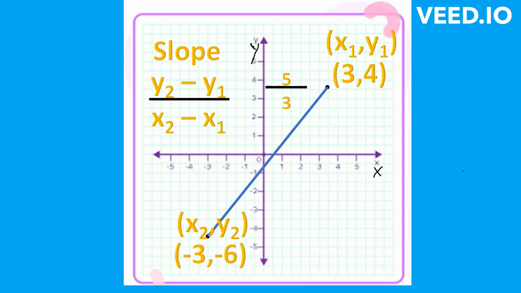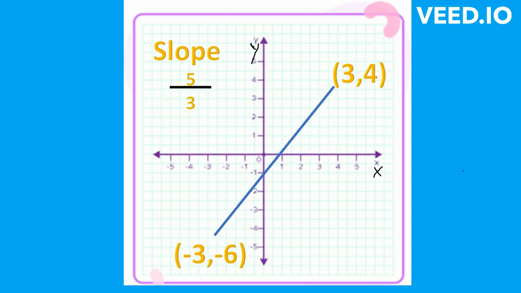The positive slope indicates that the line is rising. There is a rise for this line. For all the running we are doing along the x-axis, as you run on the x-axis, you can see that there is a rise on the y-axis. Now the slope is 5 over 3 for this line.